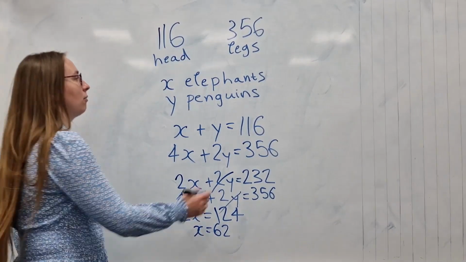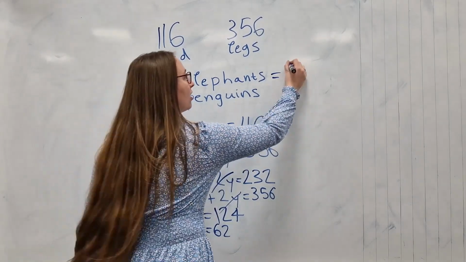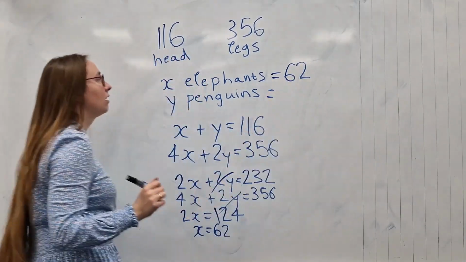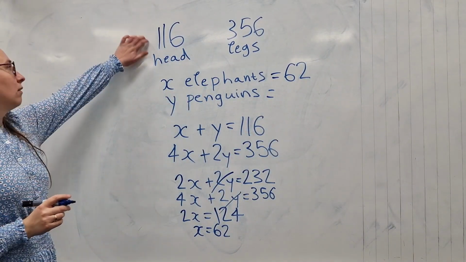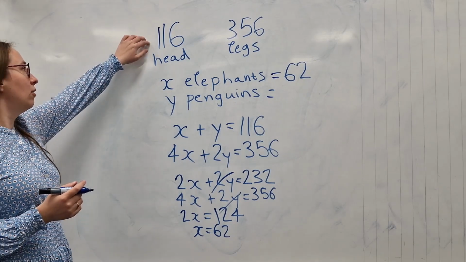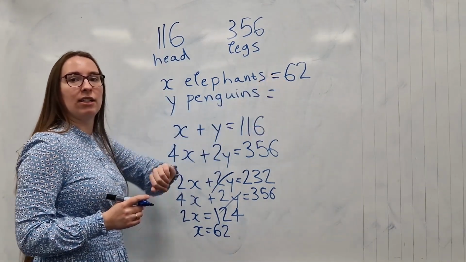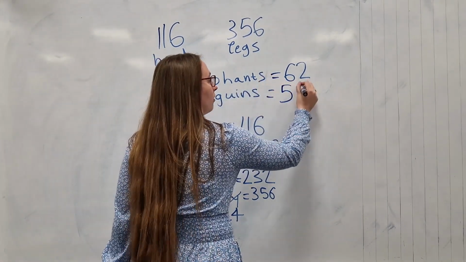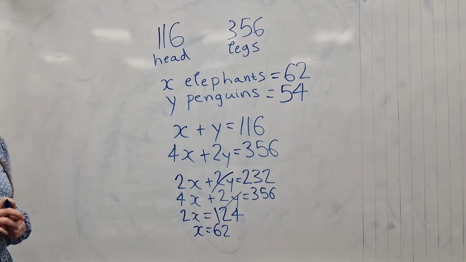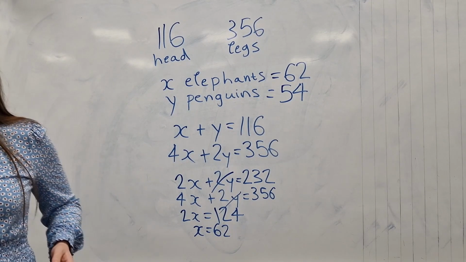So now we know that x is 62, so there are 62 elephants. So then you just have to do 116, take away 62, which is 54. Is that right? It looks like the right solution. Yeah, looks right to me. Yeah.